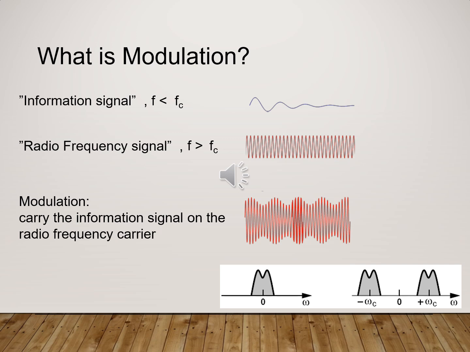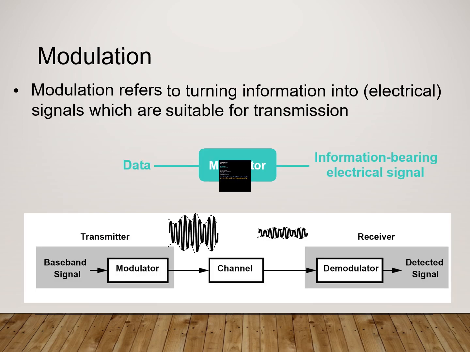We do that to allow us to send a signal over a bandpass frequency range, or another reason to modulate a signal is to allow the use of a smaller antenna. We use modulation to turn information into electrical signals which are suitable for transmission. So we use modulation on the transmitter side, and we use demodulation on the receiver side.